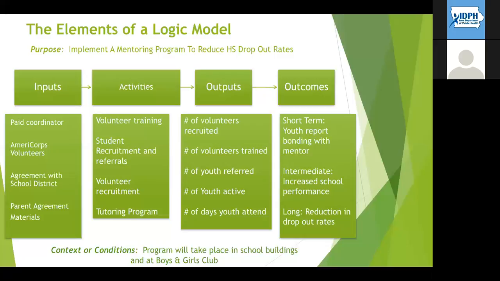The intermediate could be increased school performance. So because youth are now bonding with their mentor, they're active with their mentor, they're being tutored, whatever the activities are in the program, then we're going to see that youth are starting to have increased school performance. They're probably not as truant. They're probably working a little bit harder, maybe having help with their homework, so they've got better performance at school.